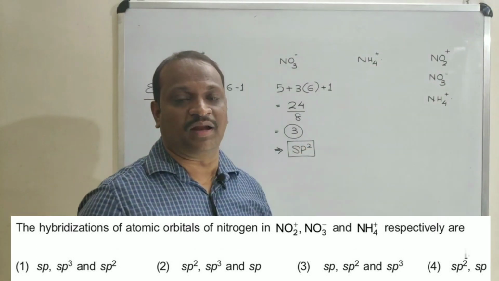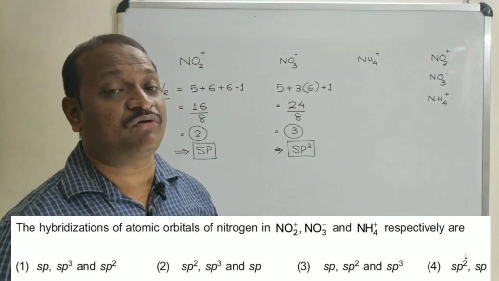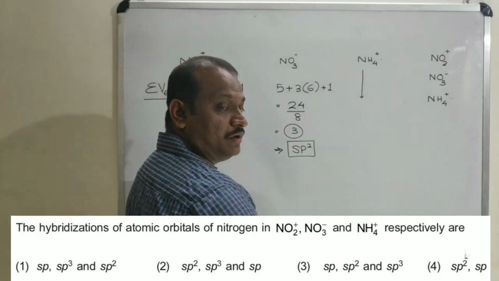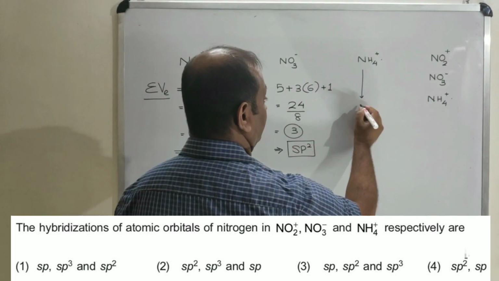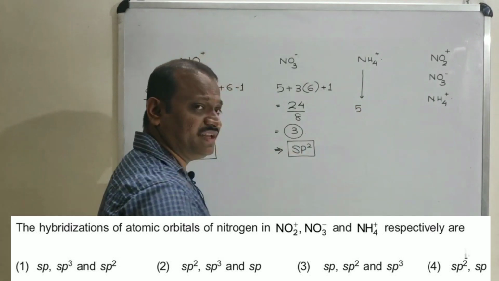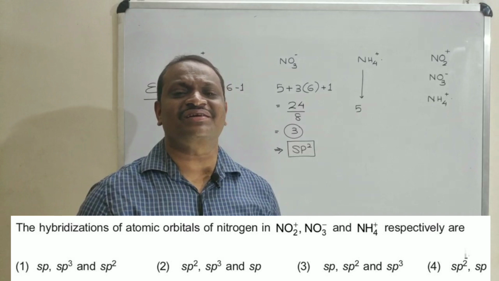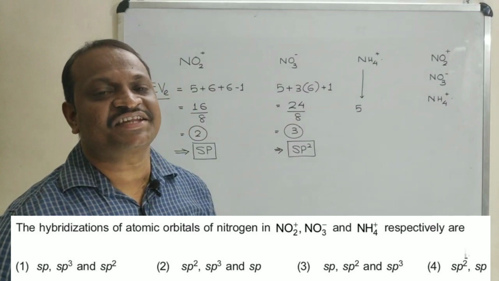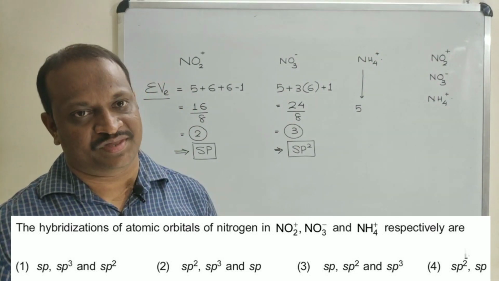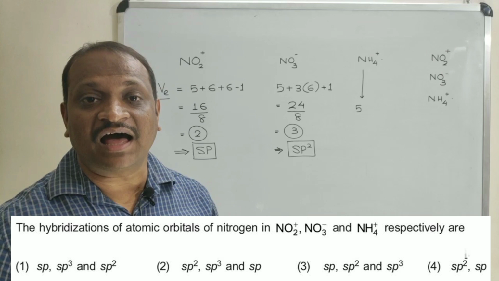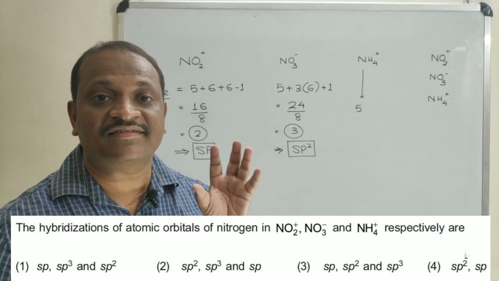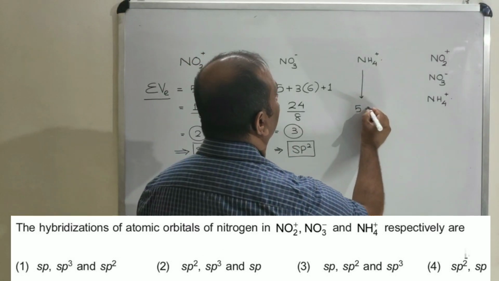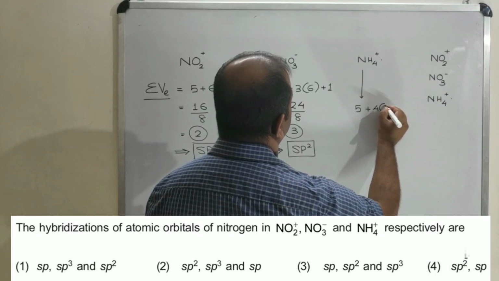So in NH4 plus, how about the hybridization? Let's see the number of valence electrons. In case of nitrogen, the number of electrons is 5. And we have hydrogen. Obviously you can consider hydrogen valence electrons as 1. But in this method, don't consider the valence electron of hydrogen as 1. Instead, whenever you get hydrogen, consider it as 7, which is similar to halogen. So let me write 5 plus 4 into 7.